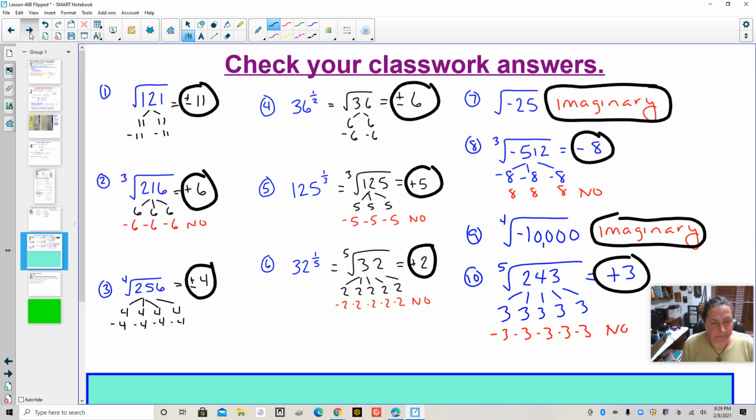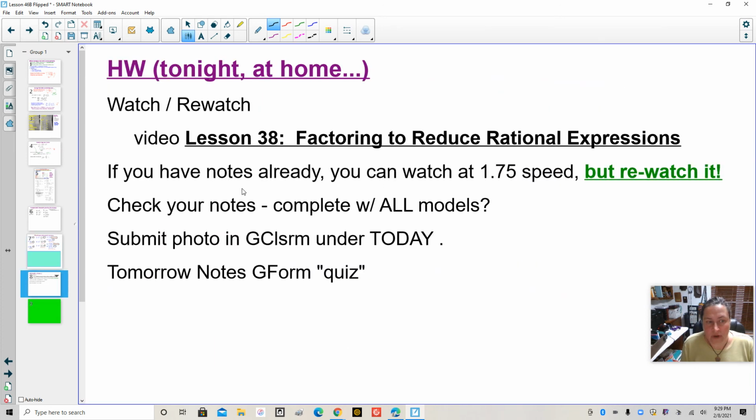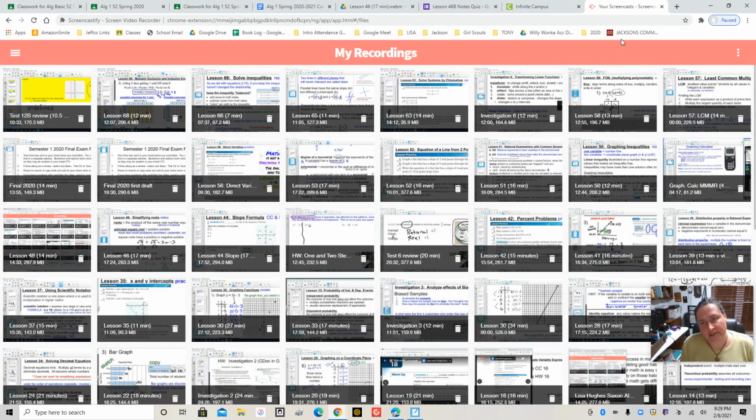Tonight, homework. Watch or rewatch the video 38 Factoring to Reduce Rational Expressions. If you have notes already, you can watch it at an increased speed, but I do want you to rewatch it. Check your notes, make sure you have all of the models. Submit the photo of the notes and the models under Google Classroom today, and tomorrow we will have the notes quiz. All right, have a good day. Sorry I'm not with you.